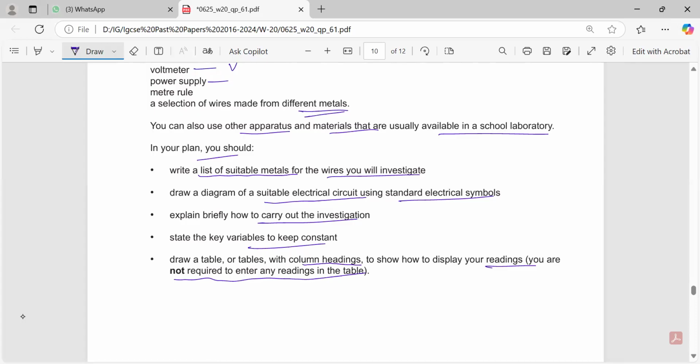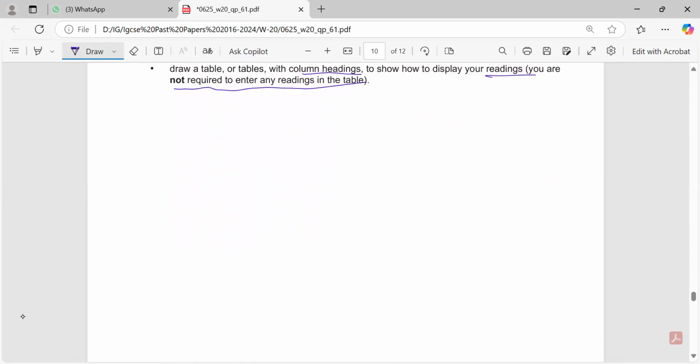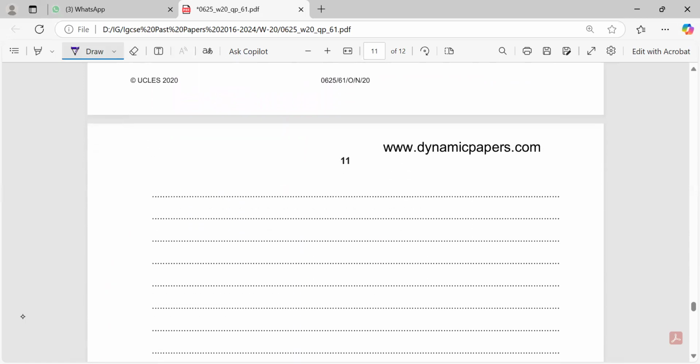Now let's start. First of all, let's start with the circuit diagram, I think. So we will hit all the points. Okay, write a list of the suitable metals for the wires you will investigate. So my dear friends, let's start with that. You can say, I am investigating the resistance of metals, namely, which are easily available: copper.